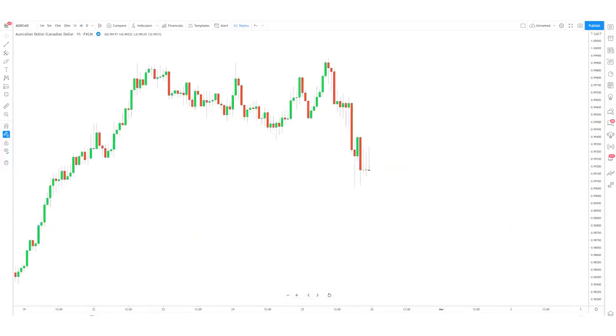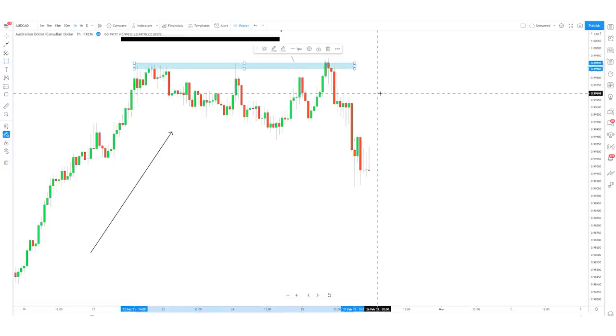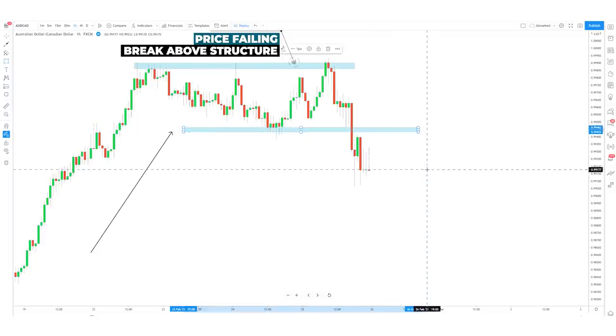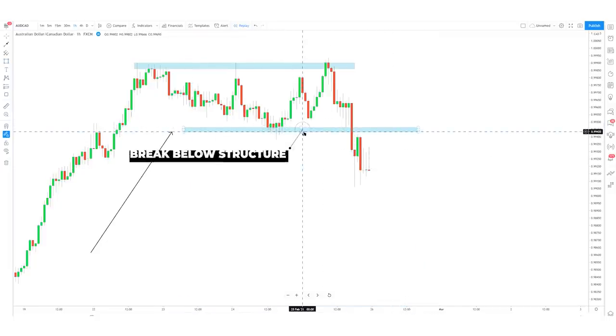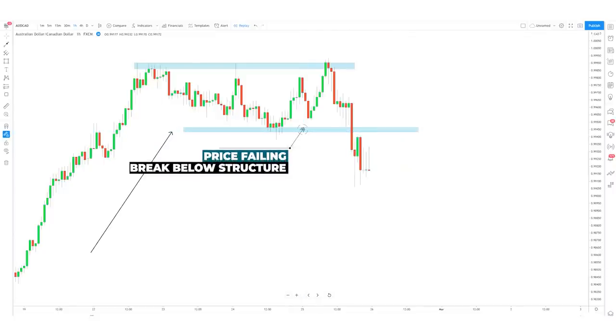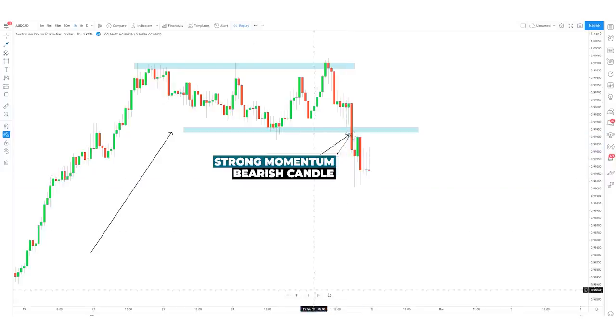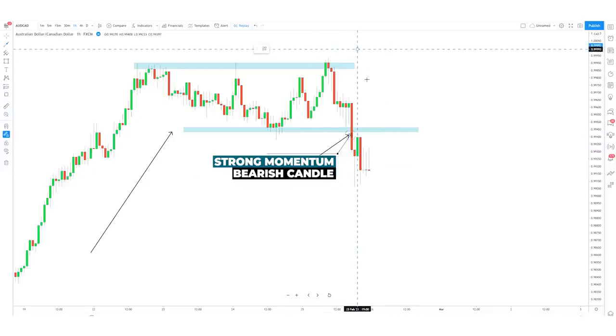Here on Aussie dollar CAD, we can see that the overall structure of this market was pushing bullish. We also have an indication here in the market where price is failing to break above structure. We also have an area in the market where price is moving sideways, and we are also failing to break the structure. Now we have an indication here of strong momentum, and we now have evidence that the market is potentially going to continue pushing bearish.